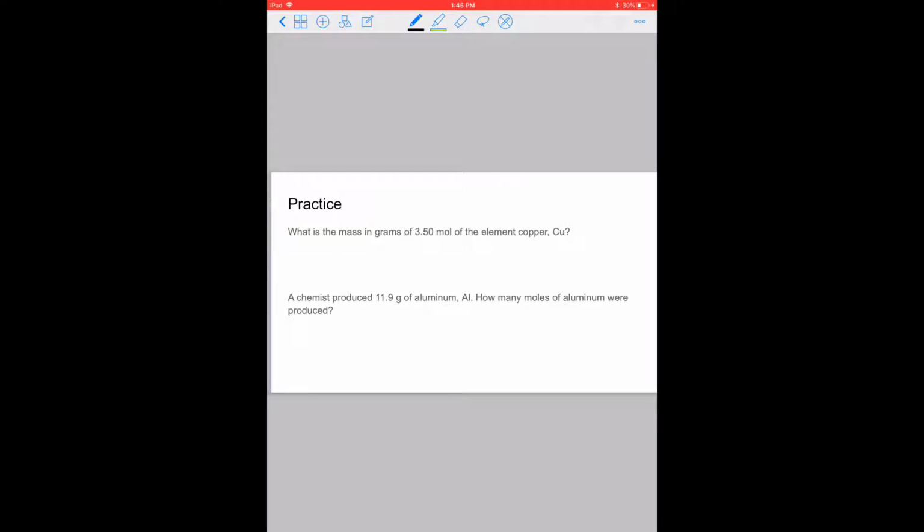So let's do a little bit of practice. What is the mass in grams of 3.50 moles of the element copper? So I've got 3.50 moles of copper. And this time, instead of going from moles to particles, we're going from moles to grams. So that's going to look a little bit different. We're going to use our periodic table for that.